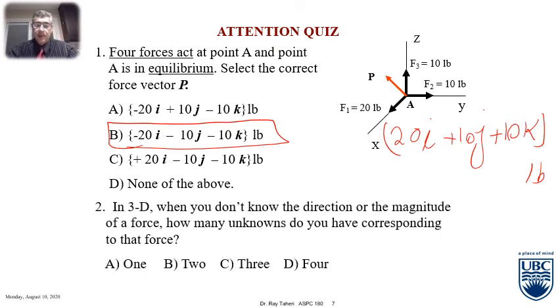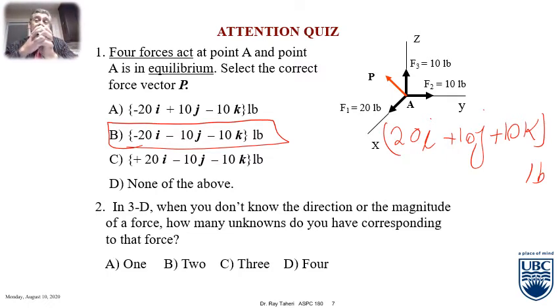So next, in 3D, when you don't know the direction or the magnitude of a force, how many unknowns do you have corresponding to the force? I don't know the direction, and I don't know the magnitude. How many? Well, I don't know anything about the force, neither direction nor magnitude, in 3D, therefore I have three unknowns. I don't know the X, I don't know the Y, I don't know the Z. Therefore, there are three unknowns.